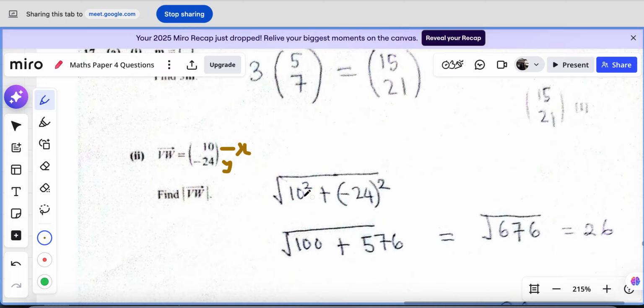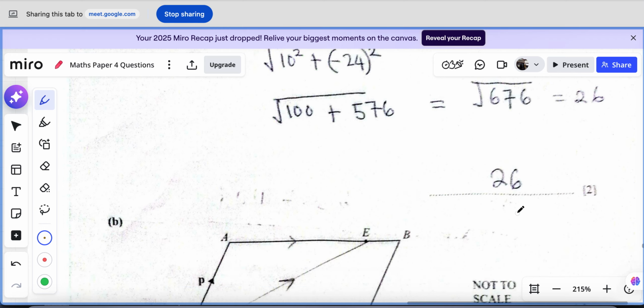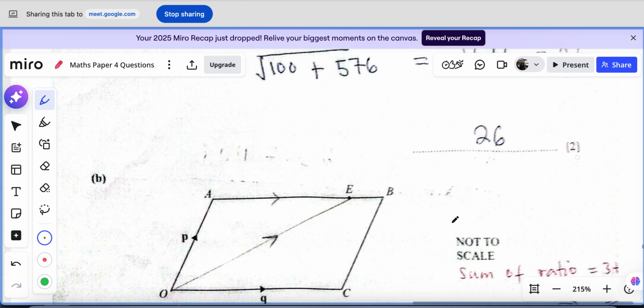So what we should do is to square. To find the modulus or the magnitude, you say square root of 10 squared plus minus 24 squared. This minus 24 you have to put in a bracket. If you square it, you get a positive number. 10 squared gives you 100. Minus 24 squared gives you 576. You add them together, you get 676. You find the square root, you get 26. So the modulus will be 26, and you get 2 marks if you're able to do that.